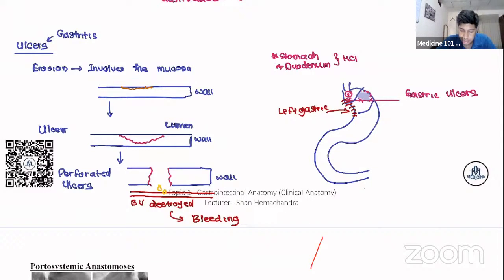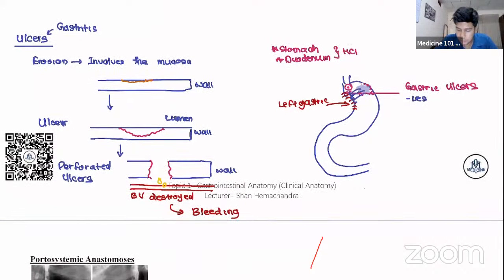The parietal region is in this region. You find the acid producing cells, the parietal cells, here. They will produce the acid which can damage the lesser curvature. And the blood vessel supplied to this is the left gastric.